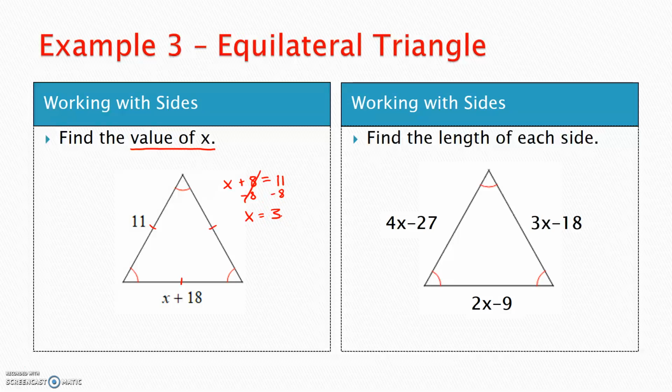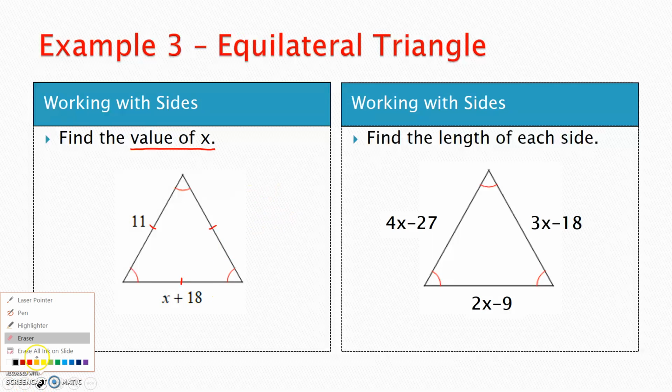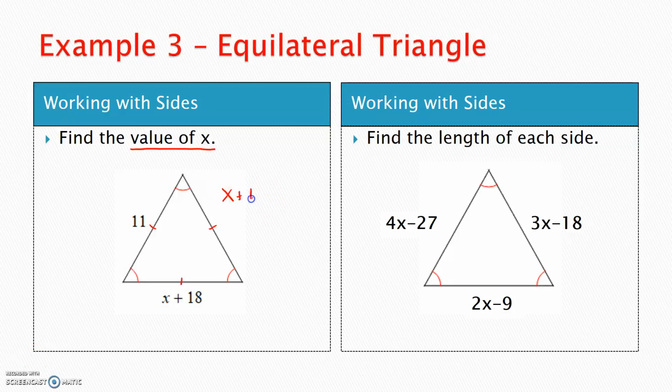And I messed up, didn't I? Let me erase that because I put 8, not 18. Let's go back. I'm sorry, guys. X plus 18. Right, this side is equal to 11. I should be saying minus 18. Minus 18. I apologize for that. It's been a long, long day. X is equal to, what is 11 minus 18? That is going to be negative 7.